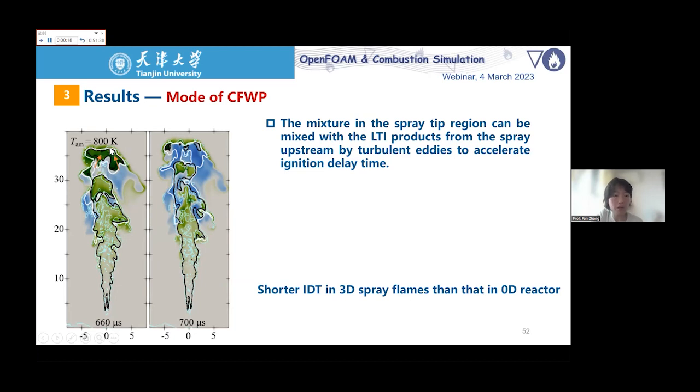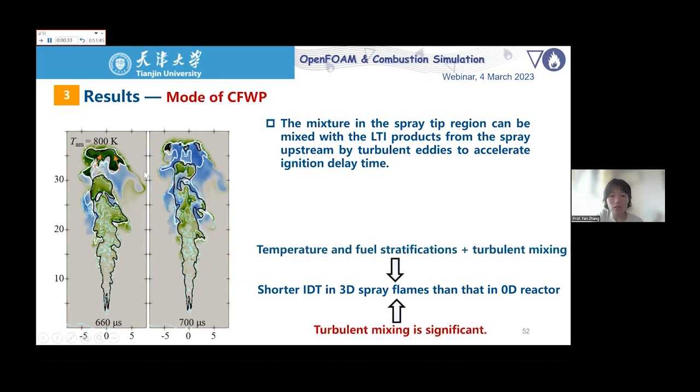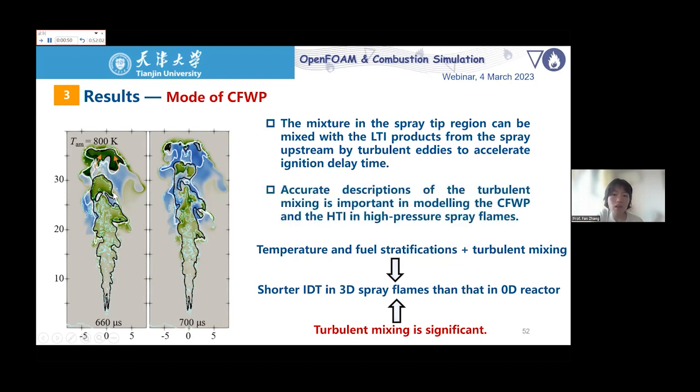The mixture in the spray tip region can be mixed with low temperature ignition products from the spray upstream by turbulent eddies, and this accelerates the ignition delay time. So the temperature and fuel stratifications and turbulent mixing lead to a shorter ignition delay time in the 3D spray flames than in the 0D. Which means we need an accurate description of the turbulent mixing in modeling of the cool flame wave propagation and the high temperature ignition in the high pressure spray flames.